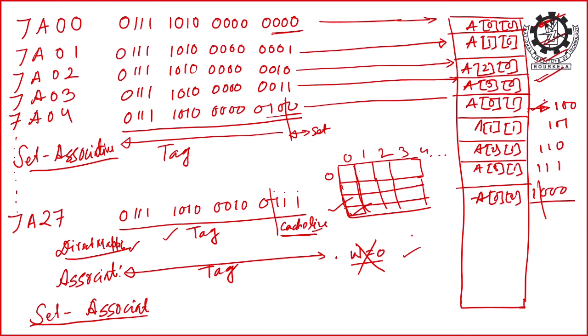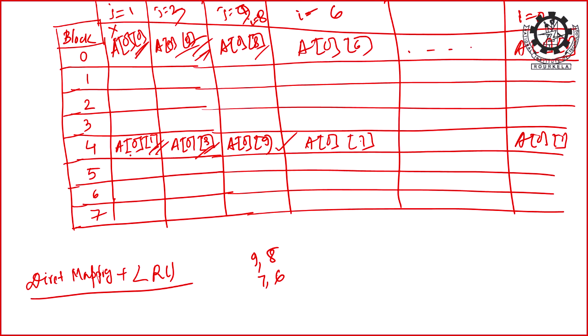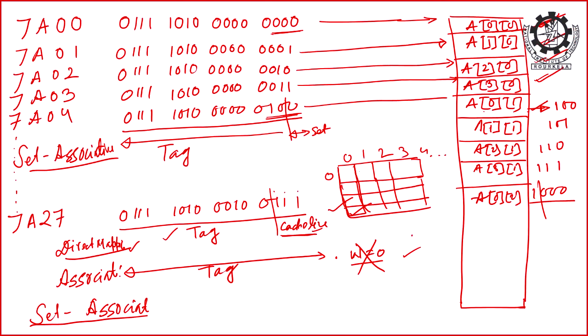So, 01 is in the location 7A04. If you identify it, the least significant bits are 100. Therefore, A01 must be in block 4, and that is what we wrote here. In block 4, A01 will be there. Next, which memory location should be accessed? Because we are accessing the row, next will be A02. But where will A02 be? You have to identify A02.